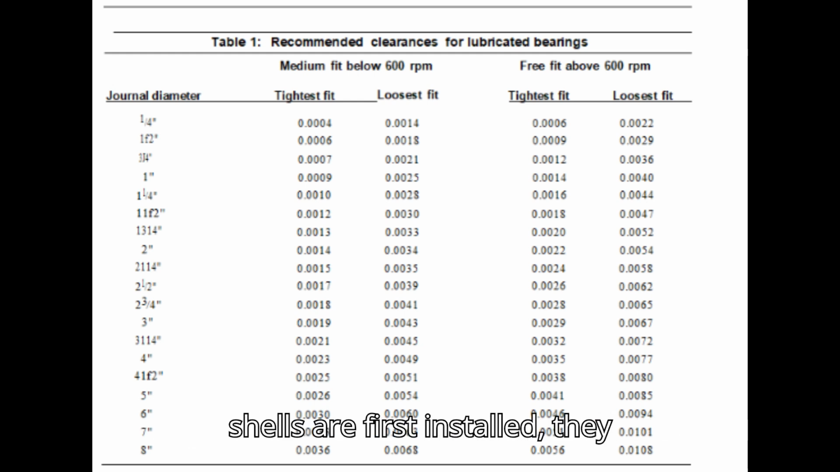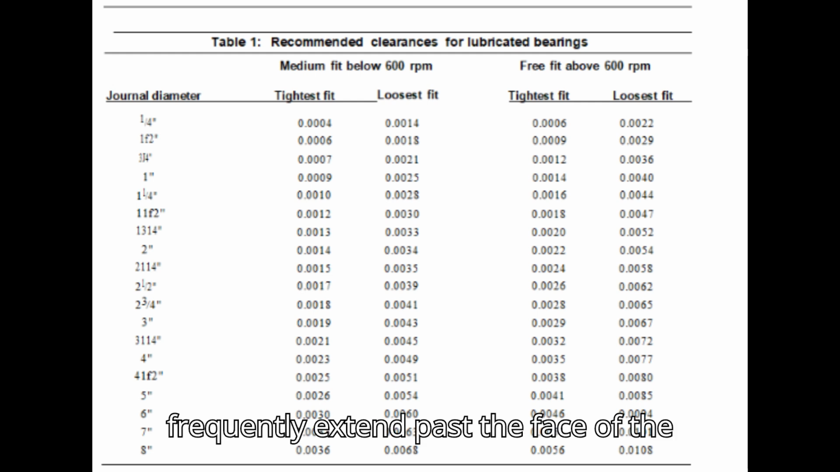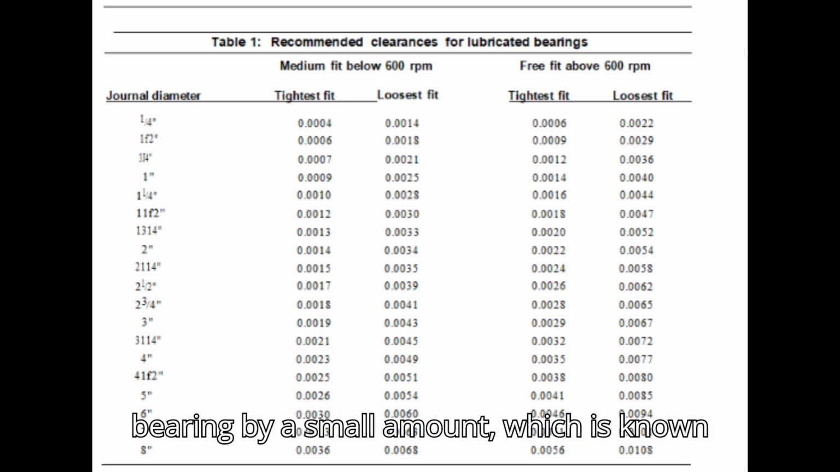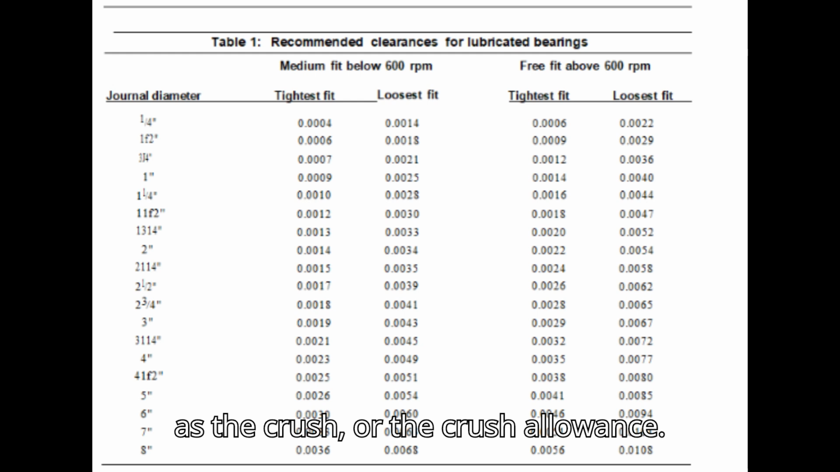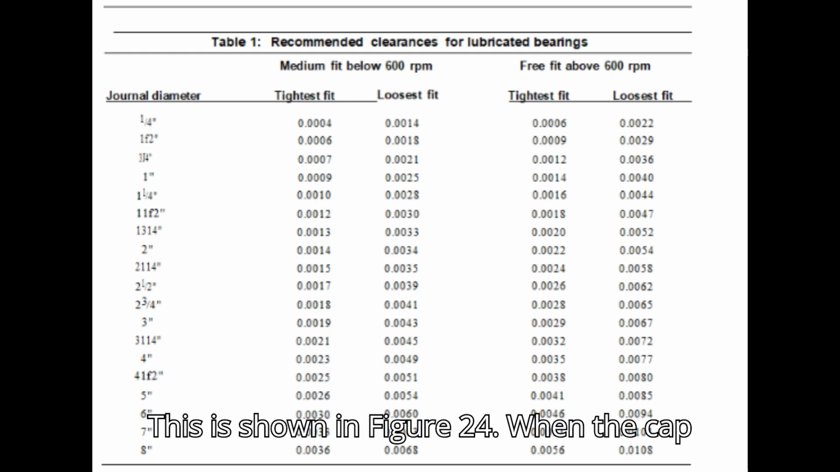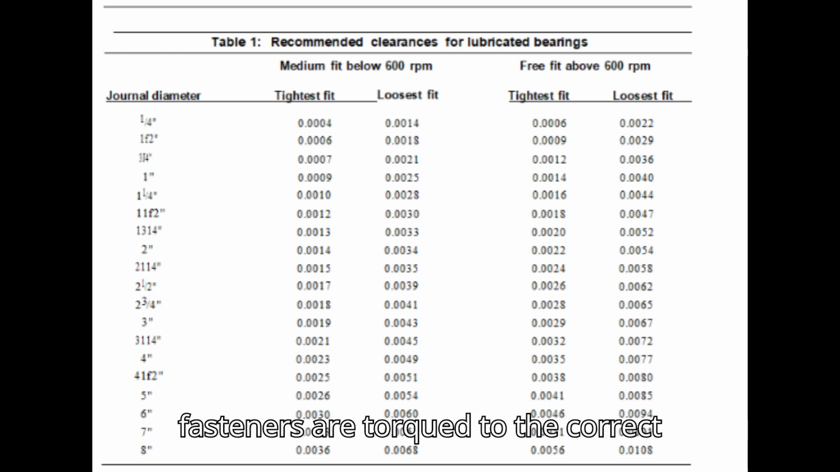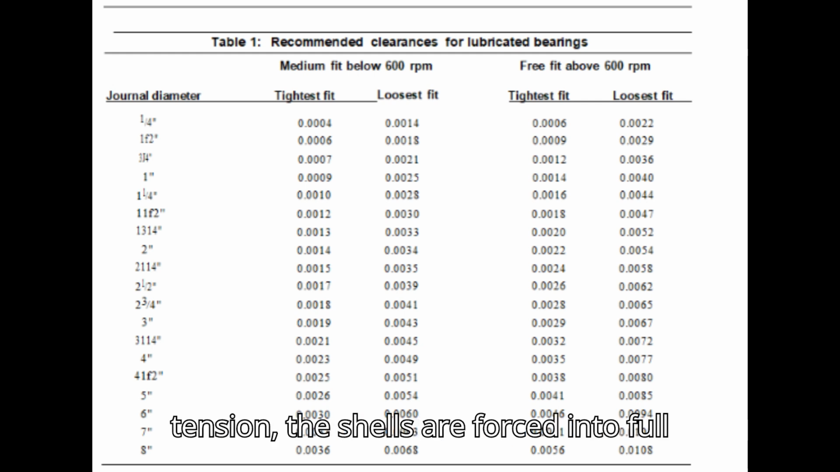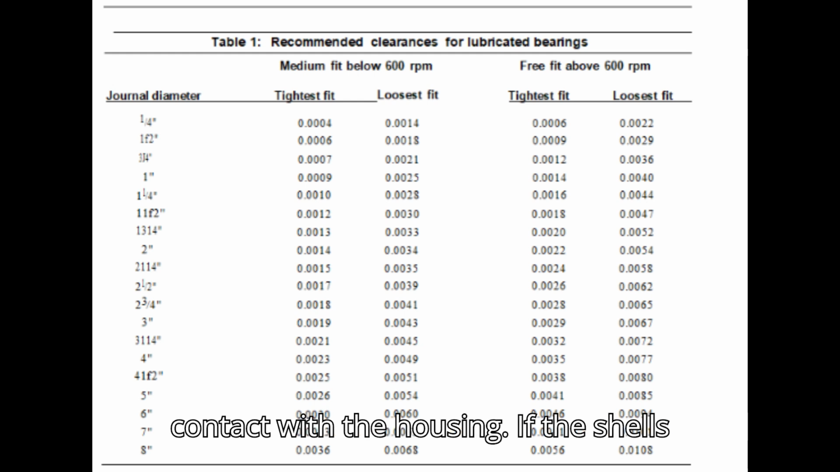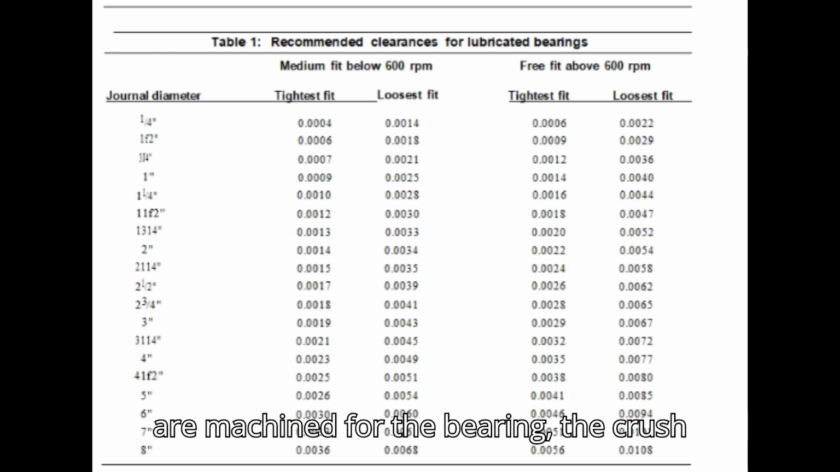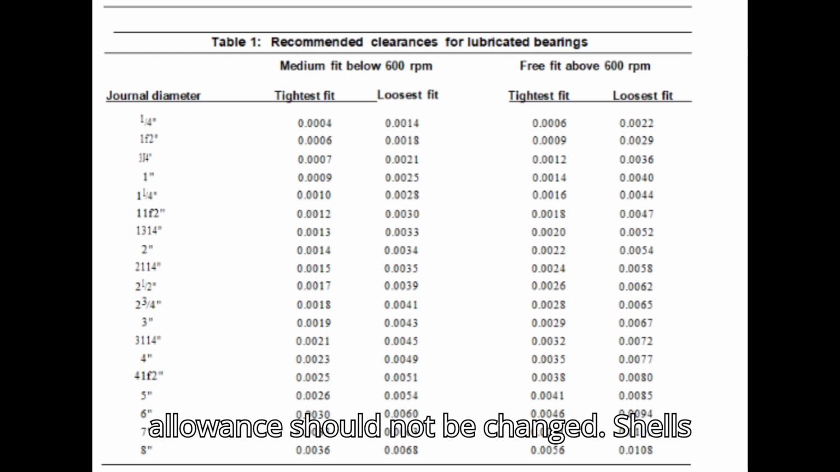When shells are first installed, they frequently extend past the face of the bearing by a small amount, which is known as the crush, or the crush allowance. This is shown in Figure 24. When the cap and other shell half are installed and the fasteners are torqued to the correct tension, the shells are forced into full contact with the housing. If the shells are machined for the bearing, the crush allowance should not be changed.